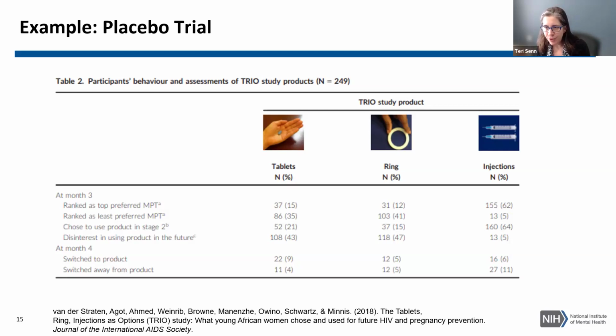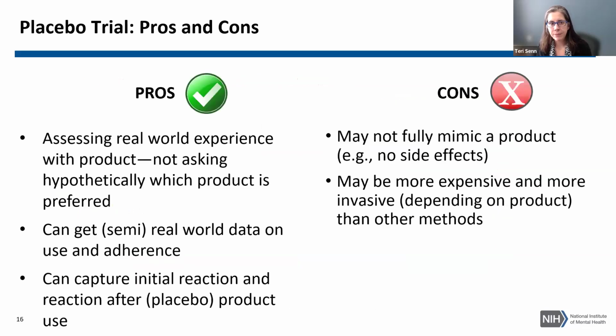One really important finding from this study is that women's mean ratings of how much they like the product changed after use, with ratings for the ring, which was initially the least familiar product, showing the greatest increase in how much women like the product from prior to use to actually using them after placebo use, which suggests that actual product use might be important in understanding people's preferences.